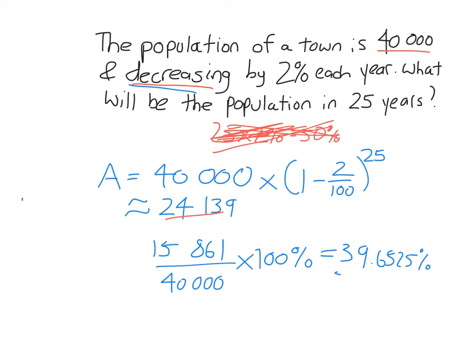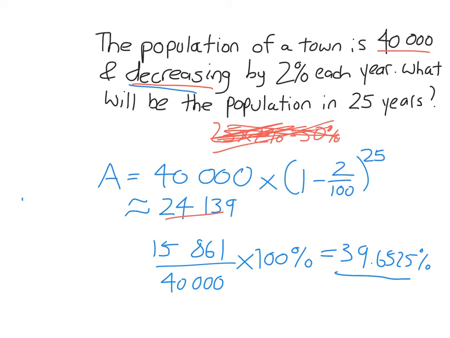So that means the population has decreased in total by 39.6525%. It hasn't decreased by 50%. So it's decreasing at a decreasing rate. So that's how we can use the formula for exponential decay for an example not related to interest.